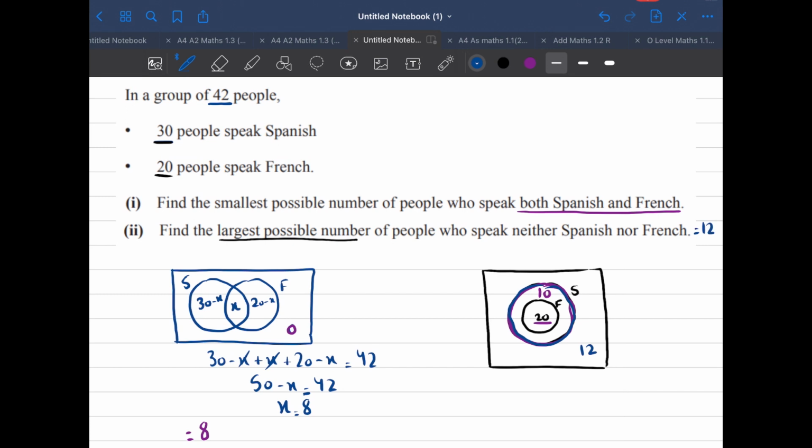12. But if the question asks you greatest value of people speaking French and Spanish, speaking both, my answer will be this value, that's 20.